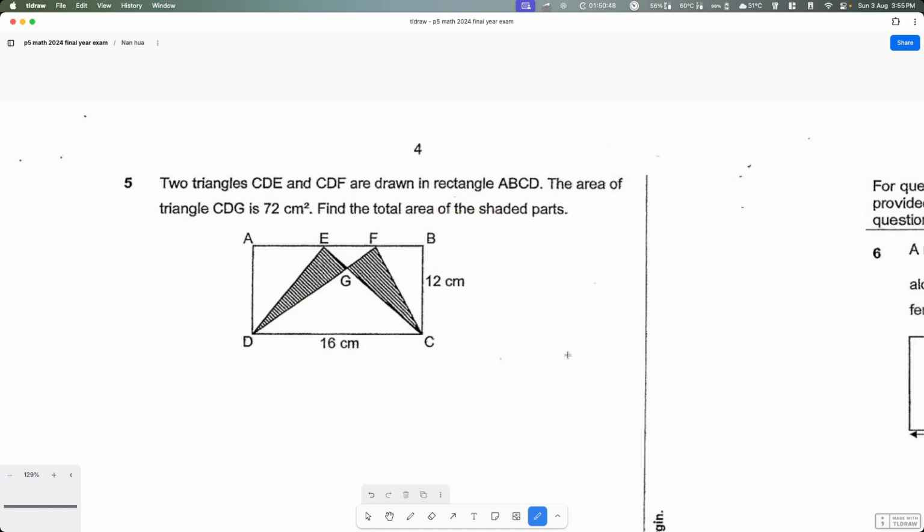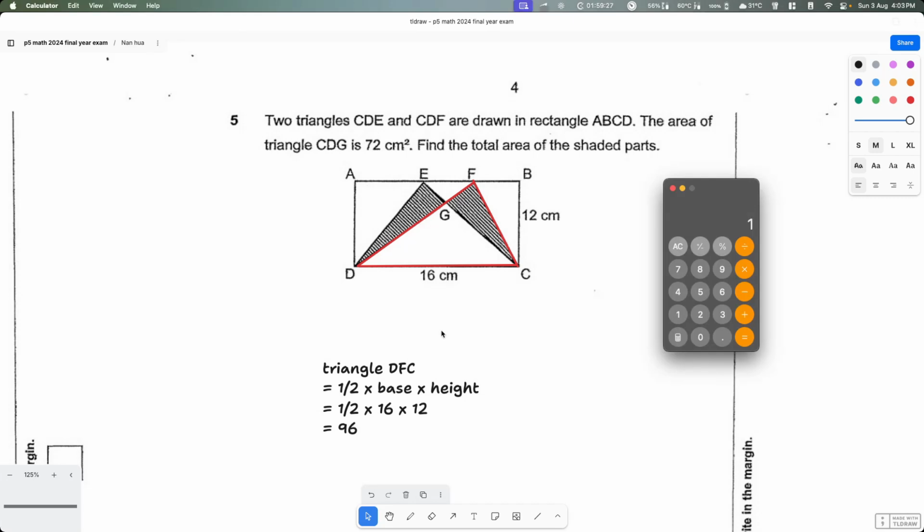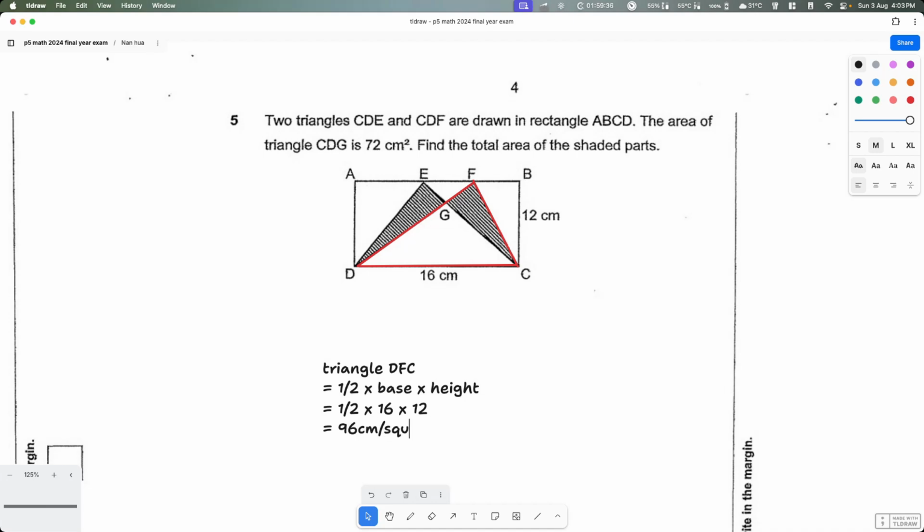All right. So in this case, let's get the triangle that I highlighted, triangle DFC, which is equal to half times base times height. That is half times 16 times, what's the height? 12. This will become 96. If I were to double confirm, this will be 1 divided by 2 multiplied by 16 multiplied by 12. It will be 96 centimeter square.